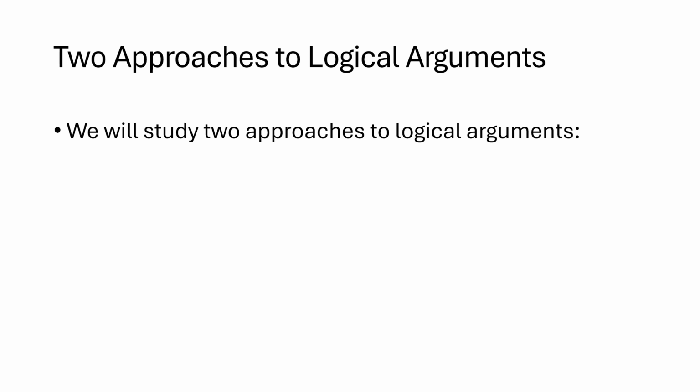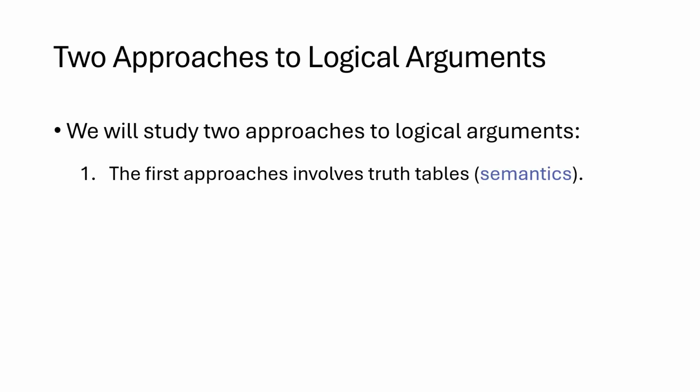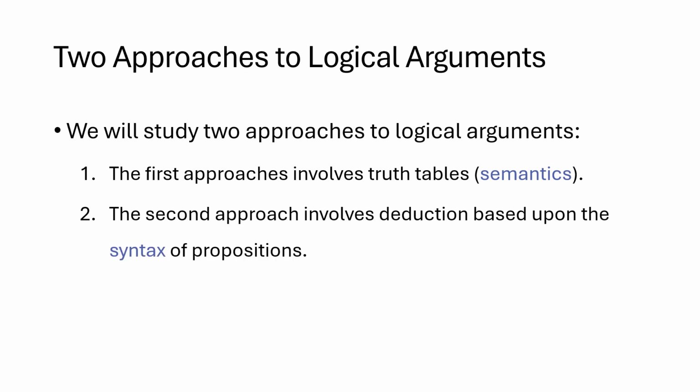And here we are going to look at two types of logical arguments. The first type, which we will investigate in this video, is based on the truth table of your premises and your conclusion, which is also called the semantics of your propositions. And then later on, we will look at a different way of validating a logical argument, showing that a logical argument is valid, that is not based on the truth table.